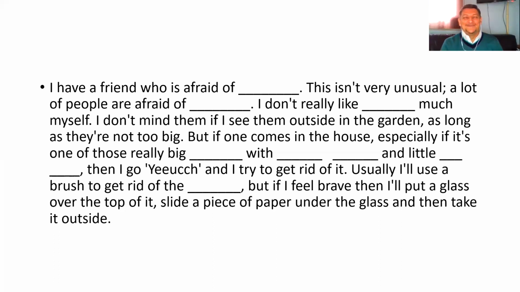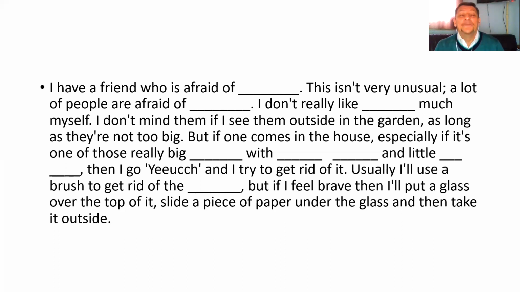Okay, I was thinking about coronavirus, but anyway, very big man, because you're talking about somebody who carries coronavirus. With what? With hairy legs. With hairy legs and little. Then I go, and I try to get rid of it. Well, and little something, I don't know, little red eyes or whatever.